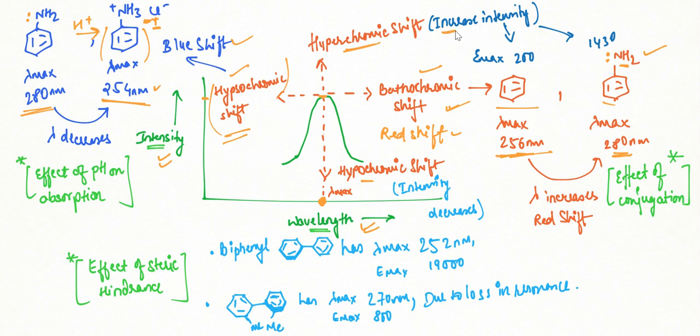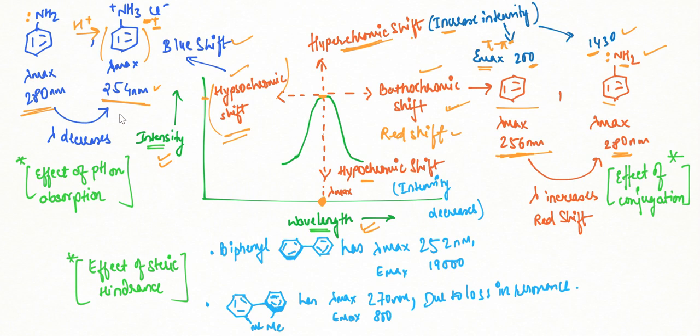How do we see the intensity? We see the intensity by the absorptivity coefficient. So for benzene it was 200, and this is a pi to pi star transition, guys. For benzene this is 200, and for aniline it has become 1430. So there is a drastic increase, more than 7 times. This drastic increase in intensity is giving us the hyperchromic shift.